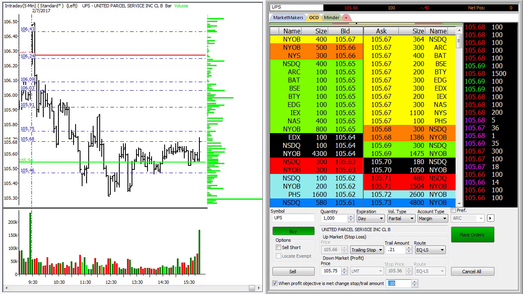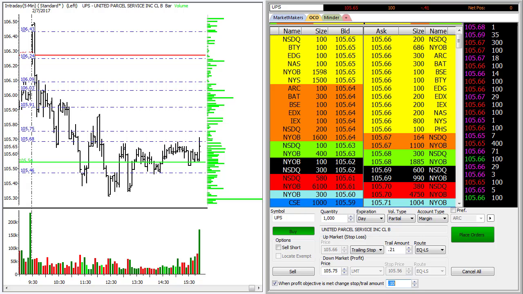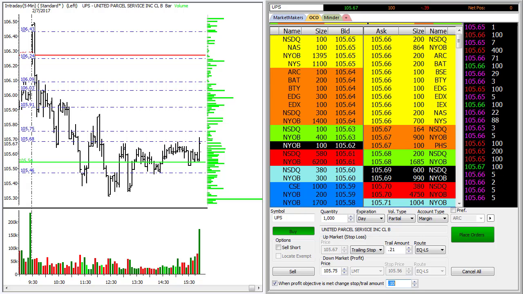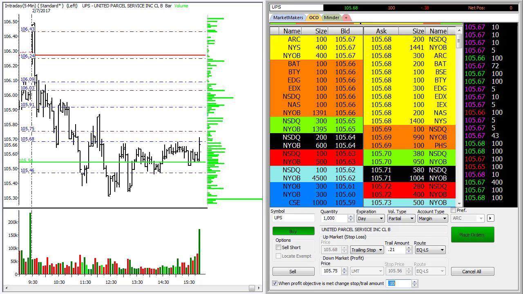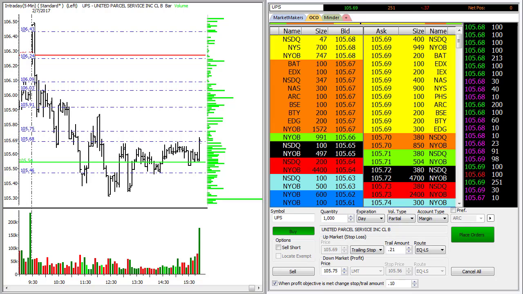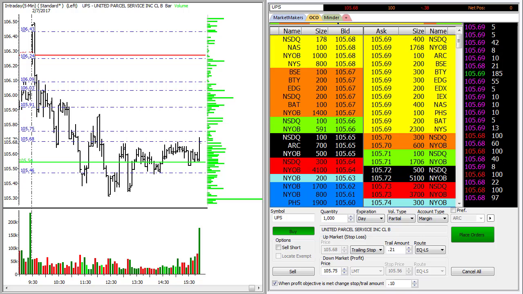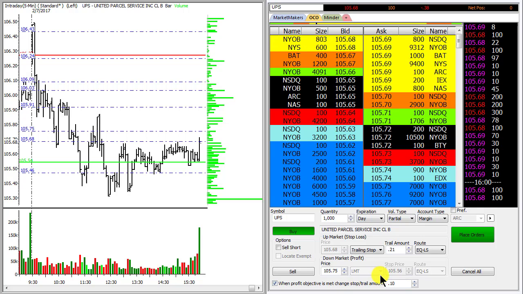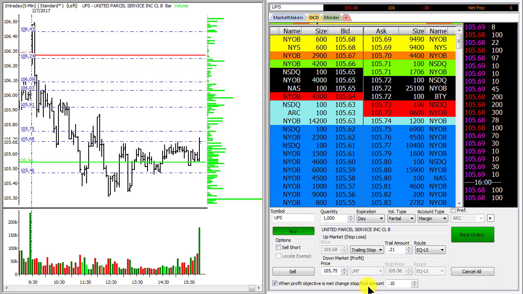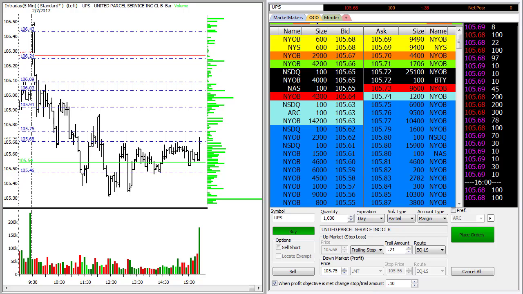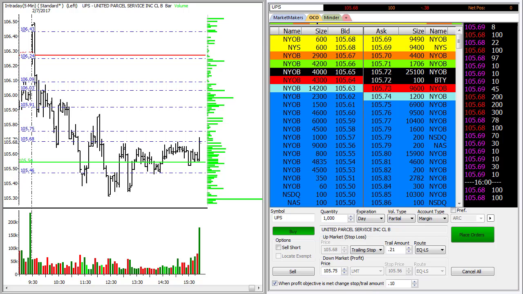And once 105.75 is hit, 105.85 becomes your stop. And as the stock moves lower, it got down to 105.64. Then what happened was the trailing stop kept following in behind. And once we hit 105.74, the trade was taken off. So that's the way we handle these kinds of orders with Realtek.